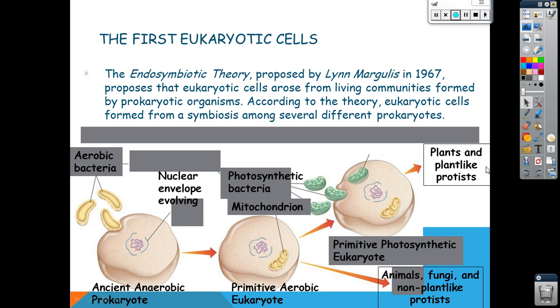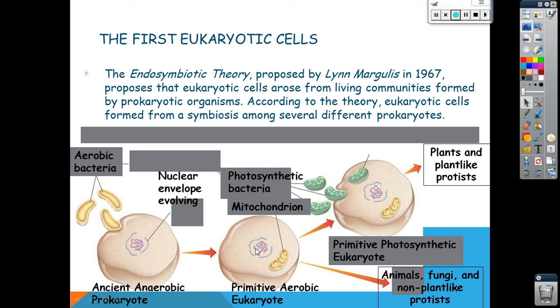This eventually develops into cells that led us into the line of plants and plant-like protista or protists. You have your photosynthetic eukaryote at this point. From here, you have your plants and your plant-like protists. Without your photosynthetic bacteria, cells take off in a different direction. Your aerobic eukaryote will eventually become cells that form animals, fungi, and non-plant-like protists.